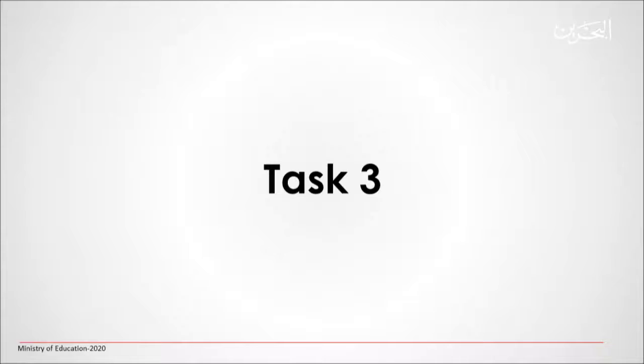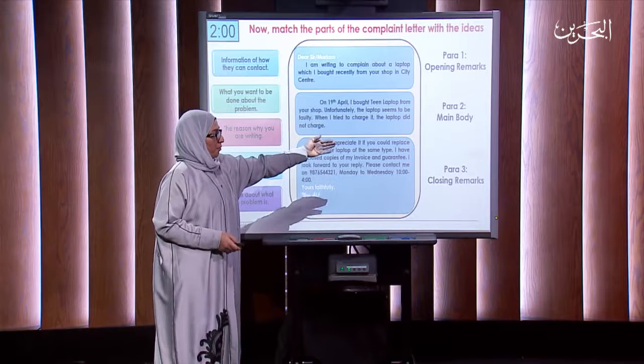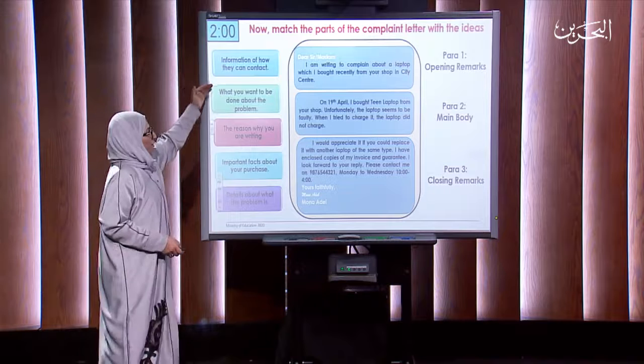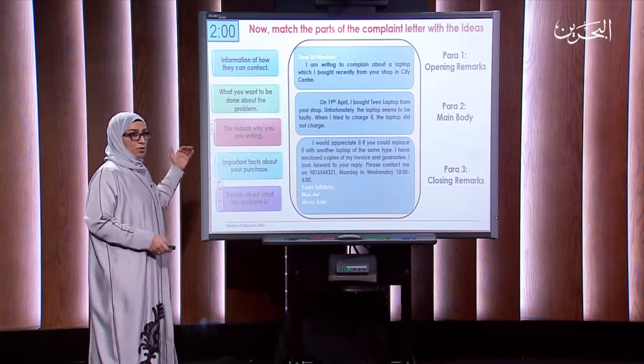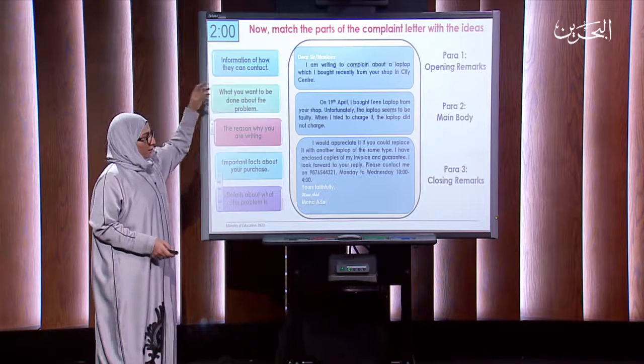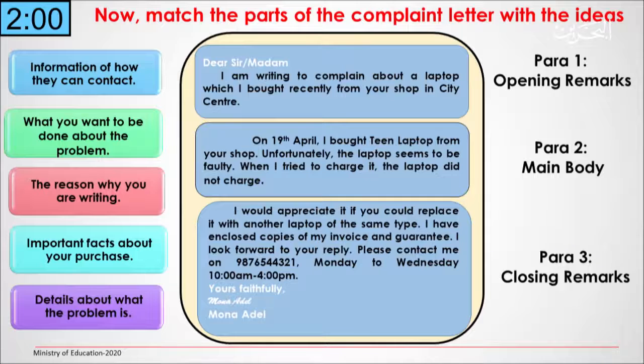Now, my dear students, let's move on with our lesson. Task 3. Here, you have a layout of a complaint letter. Paragraph 1, opening remarks. Paragraph 2, main body. And paragraph 3, closing remarks. Here you have the parts of the paragraph. We want to match each paragraph with the information that is included in each paragraph. For example, information of how they can contact you. In which paragraph can we write this information?